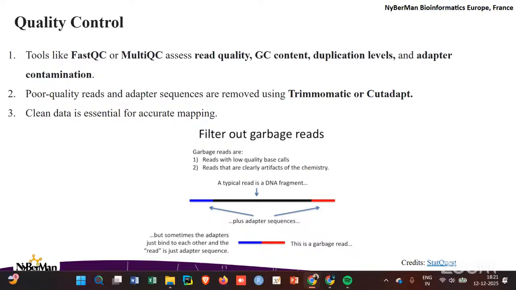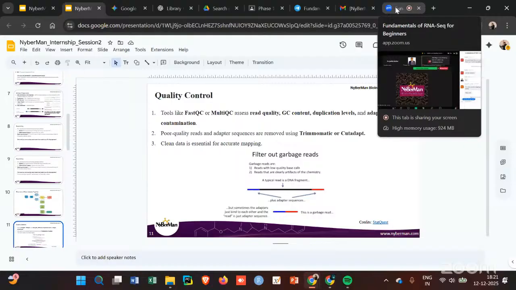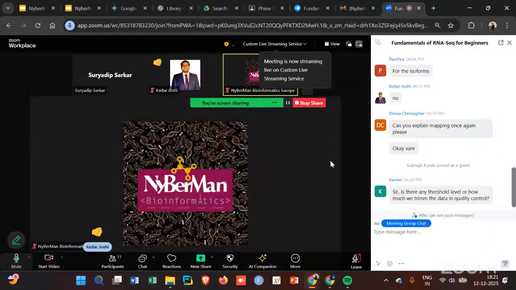Everybody understands what quality control is, or at least whatever I have shown you here? Is there any threshold level for how much we trim? Yes, there are threshold levels on several of these quantities. There's a threshold level for quality score, for adapter content, for GC content, etc. We will cover all of these when we cover FastQC and MultiQC as tools in one of the upcoming sessions. I will give you the exact numbers and the industry gold standards for these thresholds. But yes, there are thresholds. Any more questions on quality control right now?